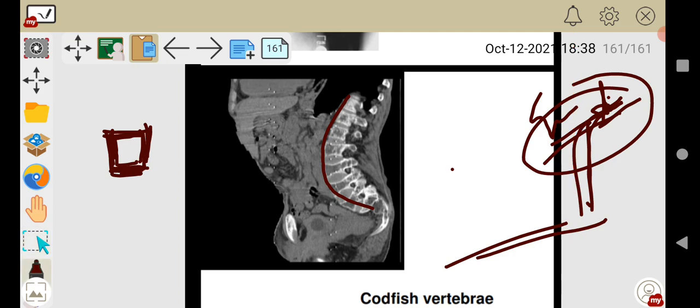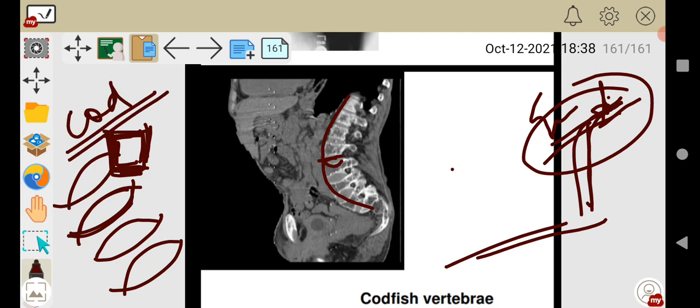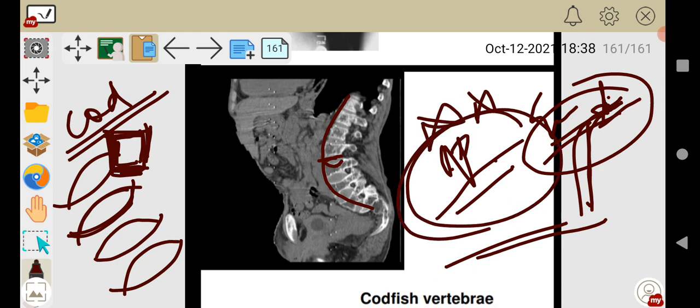See this one. See this vertebra, something like this. The vertebra's upper and lower ends are a little curved, right? This is also called codfish vertebra, seen in osteoporosis. This is a very important topic, guys. I will take it in orthopedics.